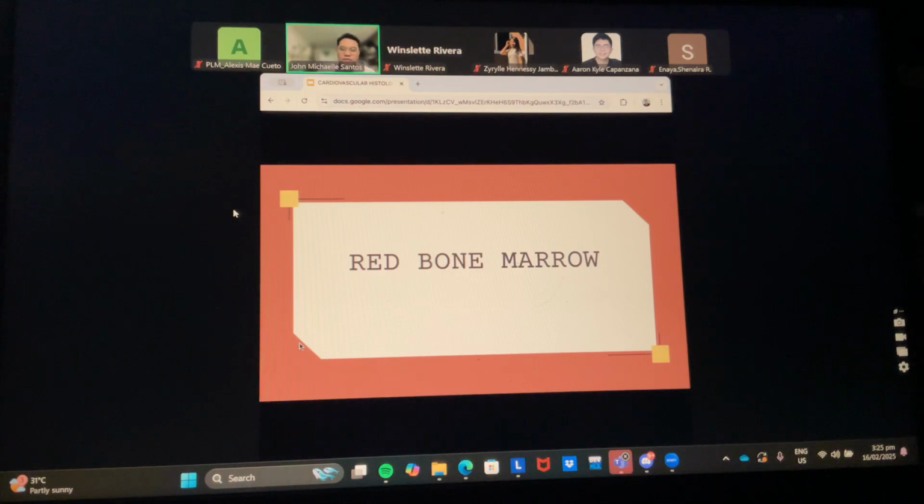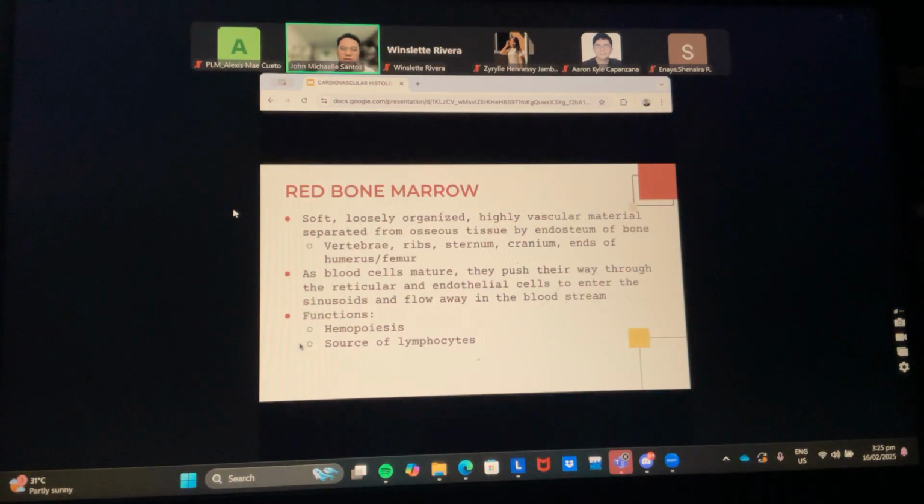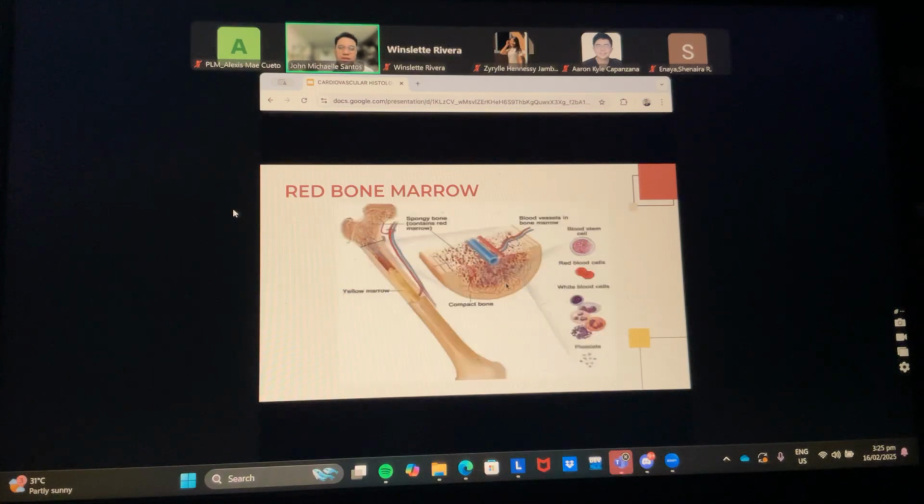And then next we have your red bone marrow. So the red bone marrow, ang function niya, it is soft, loosely organized, highly vascular material separated from the osseous tissue and the ostium. So basically this functions for hematopoiesis and the source of lymphocytes. So basically, as the cells mature, they will be pushed away through the reticular and endothelial cells to enter the sinusoids and flow away into the bloodstream. Okay, so ito lang siya.